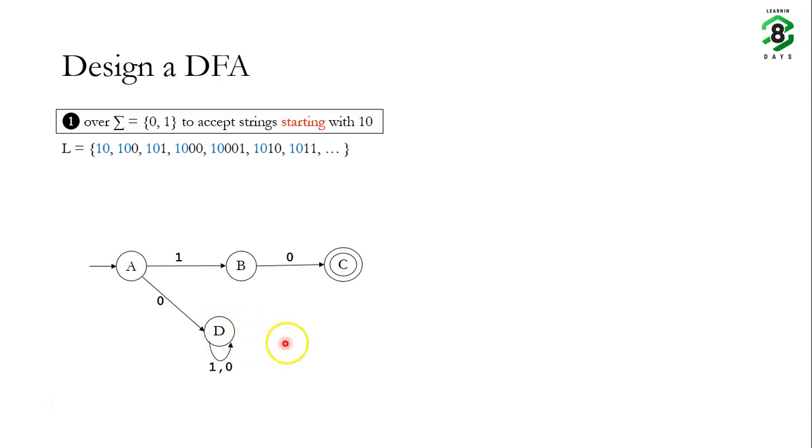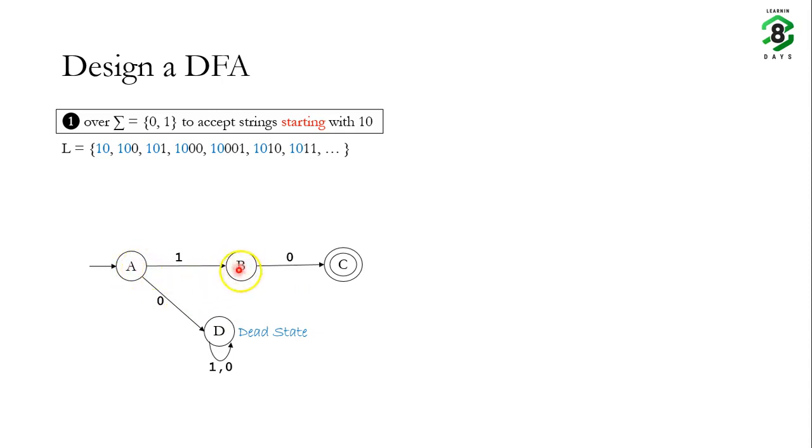Now this kind of a state is called a dead state. A dead state is a state from which there is no way possible to reach a final state. So we call D a dead state because the moment we hit D, we know that the string started with 0, so it will never start with 1, 0. Hence all strings which start with 0 cannot be accepted by our machine. Okay. So now we have completed state A.